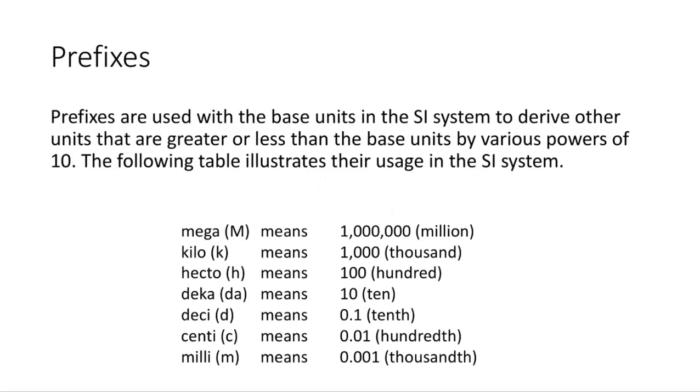Prefixes are used with the base units in the SI system to derive other units that are greater or less than the base units by various powers of 10. So the following table illustrates their usage in the SI system. That is, the prefix mega means 1 million, kilo means 1,000, hecto means 100, deca 10, deci 10th, centi 100th, milli 1,000th, and going even further, micro is 1 millionth.